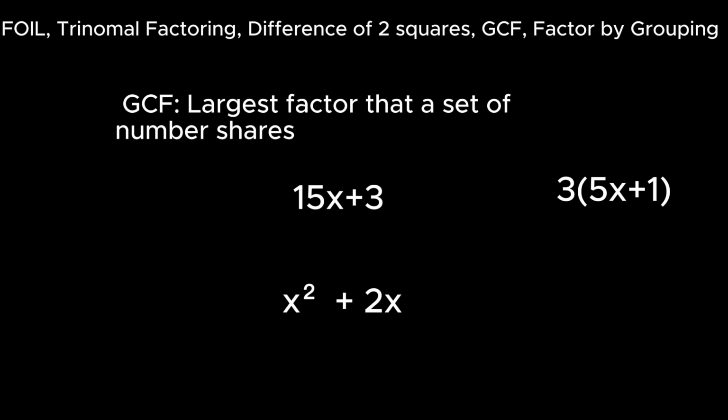Now the second one, x squared plus 2x. What goes into both of these numbers? What do these numbers have in common? They both have an x in them. So you can factor out an x, you get x times, what times x is x squared? X. And what times x is 2x? 2. So you get x times x plus 2.